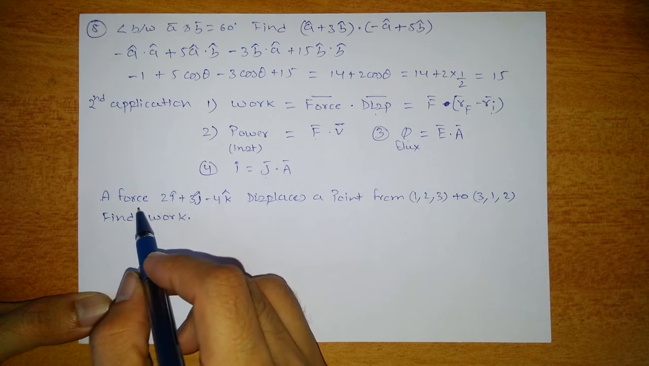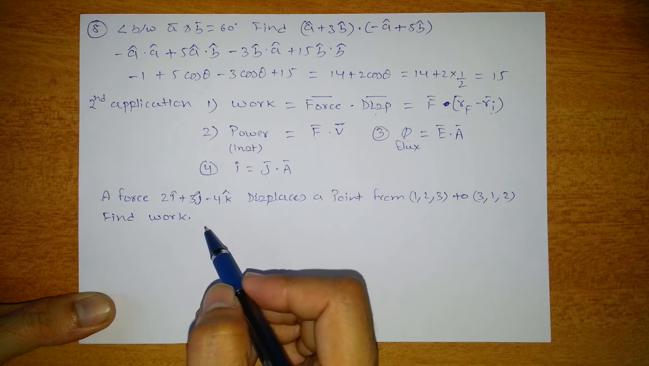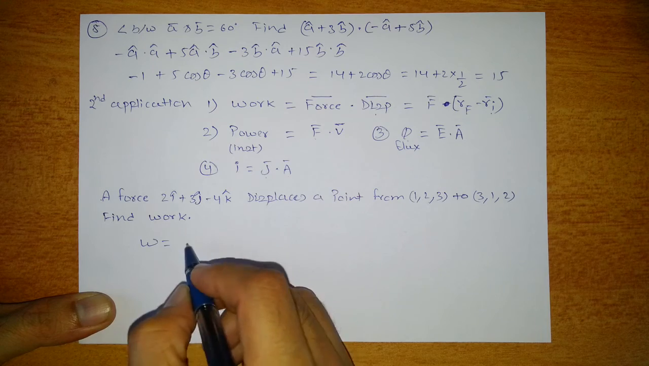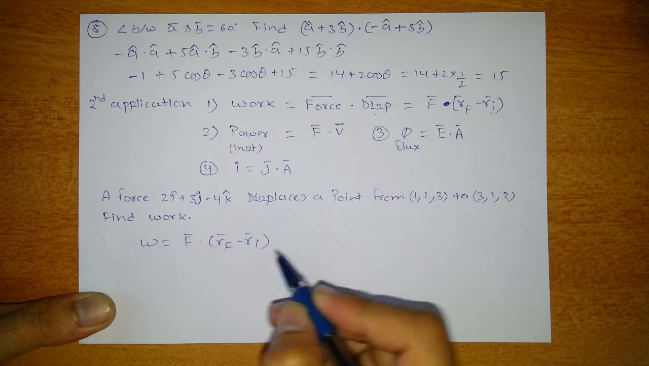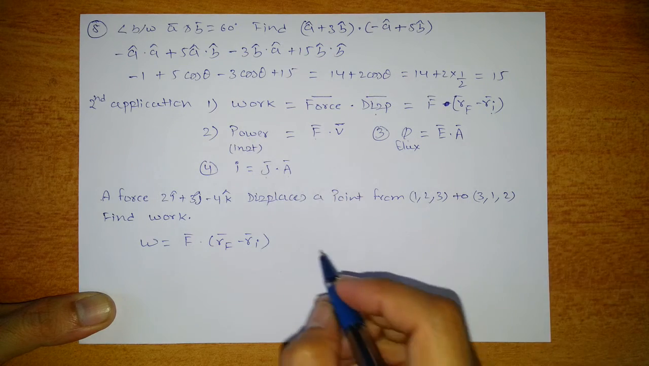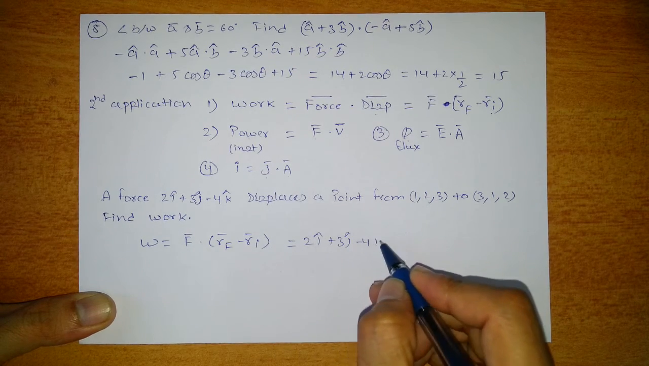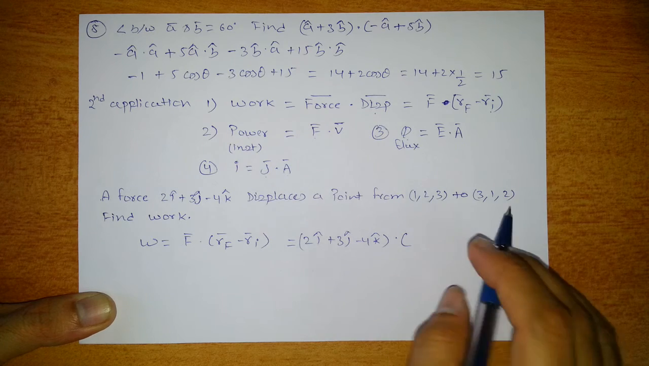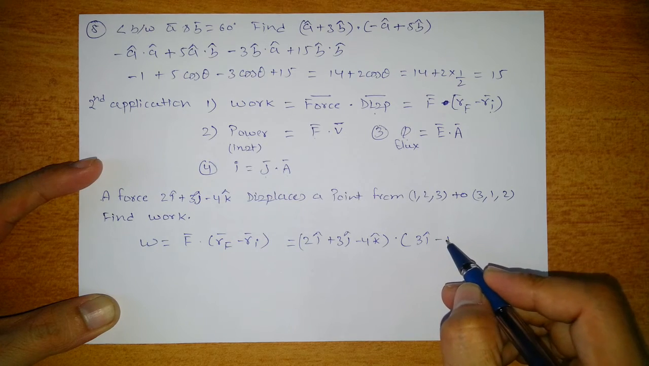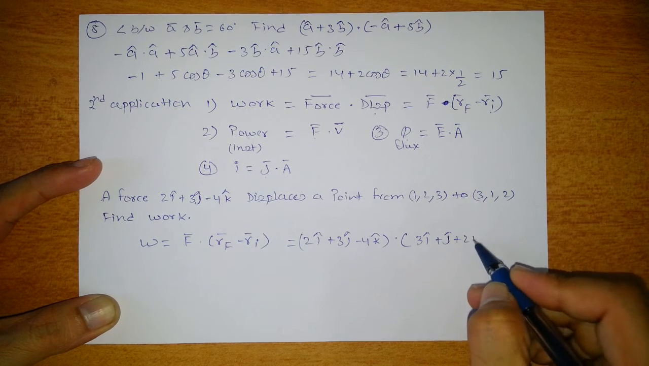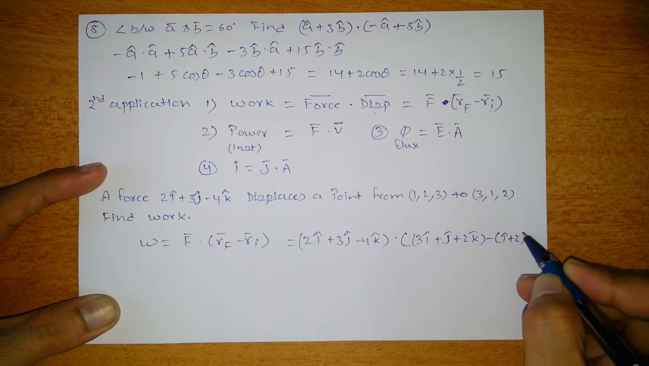So I have used a few of these definitions in a very crude manner, but we can calculate these using dot product. In the next question, there's a force which displaces a point from this point to this. You have to find the work done. Work done is nothing but force dot displacement, which is R final minus R initial. This is R initial, this is R final. So what we get, 2I plus 3J minus 4K dot with final, which is 3I plus J plus 2K minus initial, which is I plus 2J plus 3K.